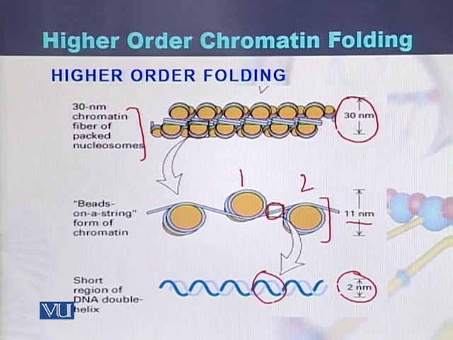So if we see, the diameter of the DNA is 2 nanometer, after the formation of the nucleosomes its diameter becomes 11 nanometer, and after the joining of the nucleosomes with each other, the diameter becomes 30 nanometer.